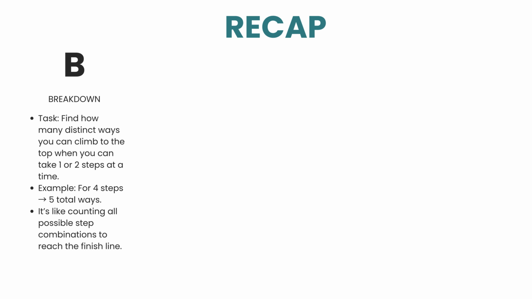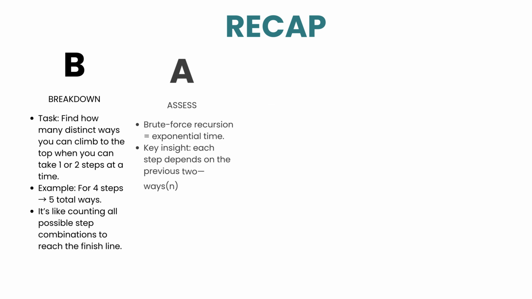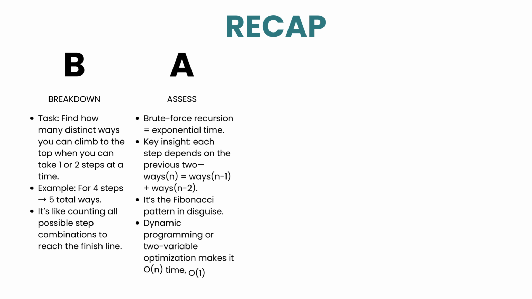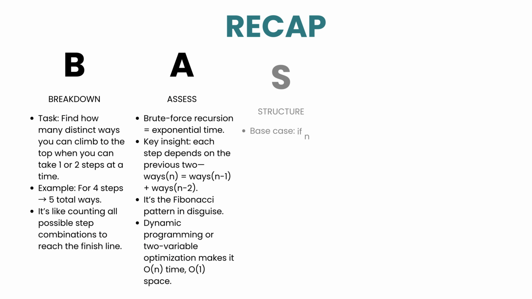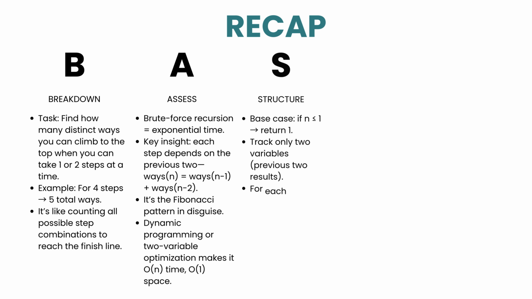Assess recap. We compared different approaches and noticed that brute force recursion tries every possible path, which grows exponentially. Instead, we discovered a pattern. The number of ways to reach step n is the sum of ways to reach steps n-1 and n-2, just like the Fibonacci sequence. Structure recap. We structured a simple dynamic programming solution by building from the ground up. Starting from the base cases, we iteratively calculated the total ways for each step.